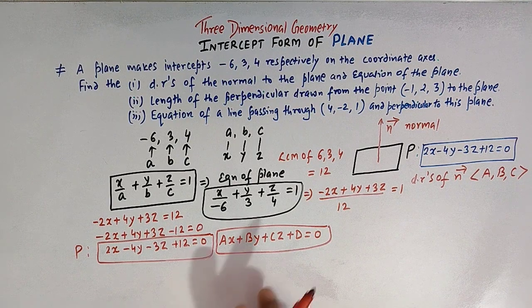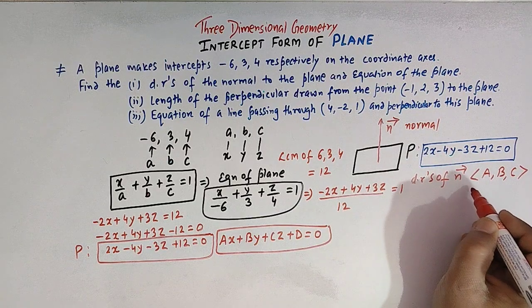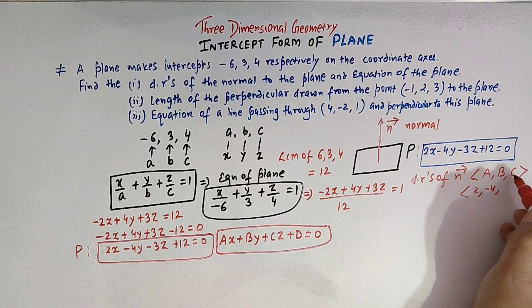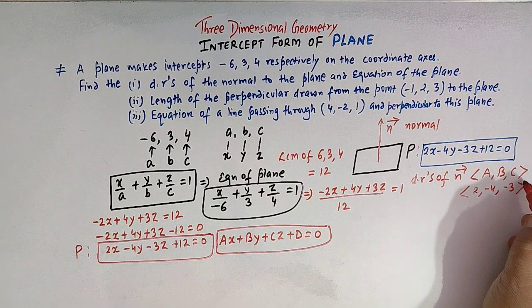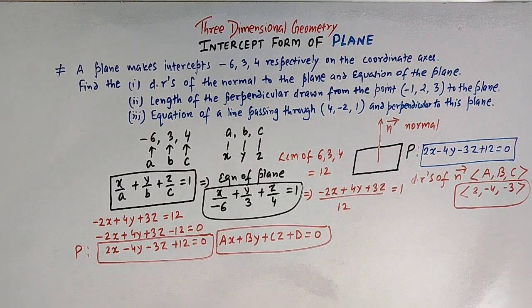And if we compare this equation with this equation, then the value of a is 2, b is -4 and c is -3. So these are the direction ratios of this normal vector.